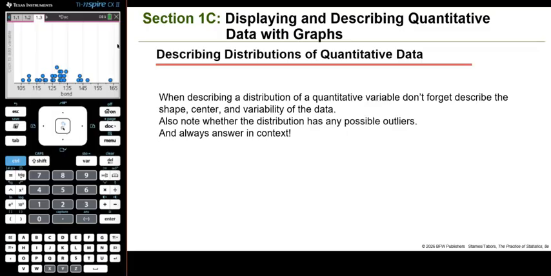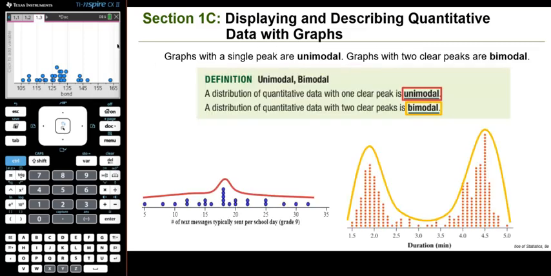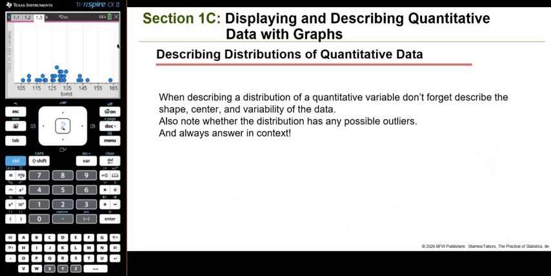You want to talk about the shape, the center, and the variability. And if it has anything unusual, like outliers or something. Always answer in context. Talk about what it represents. Is it about duration of something, or is it the text messages, etc.?